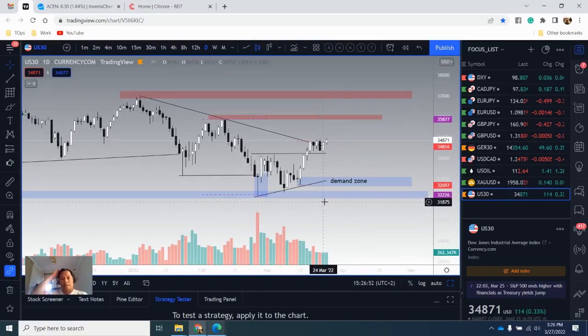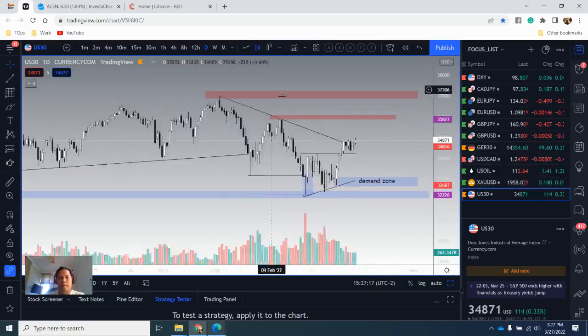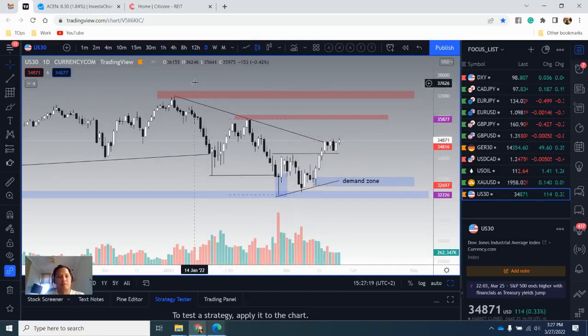So remember that smart money always hunts for where the liquidity is. There is liquidity in this downward trend line, because there are shorters who are placing stop losses on the trend line. Okay, so that's my projection for the US30.